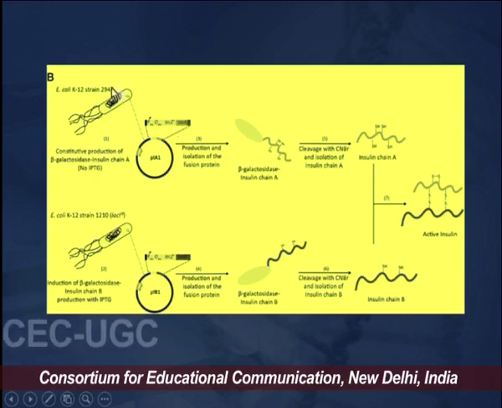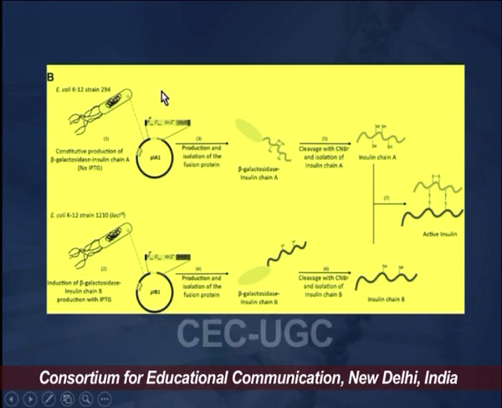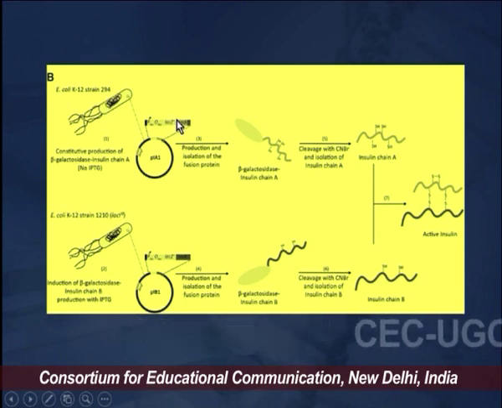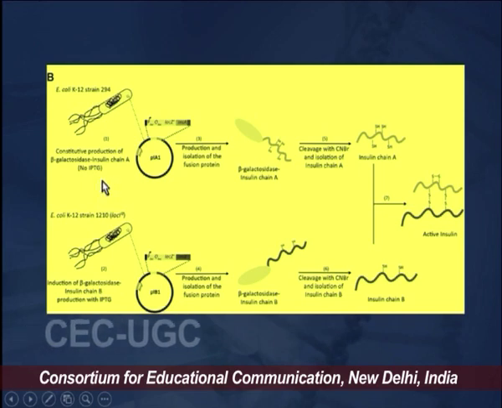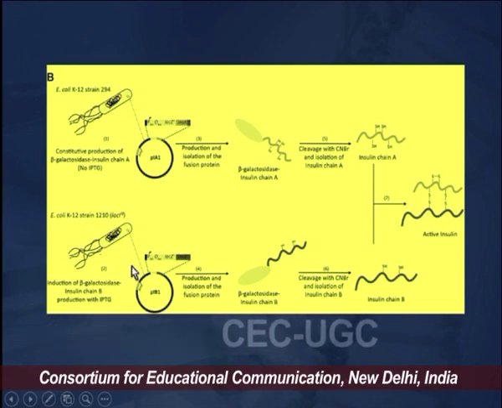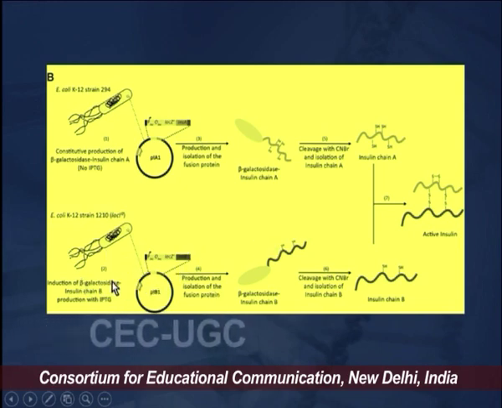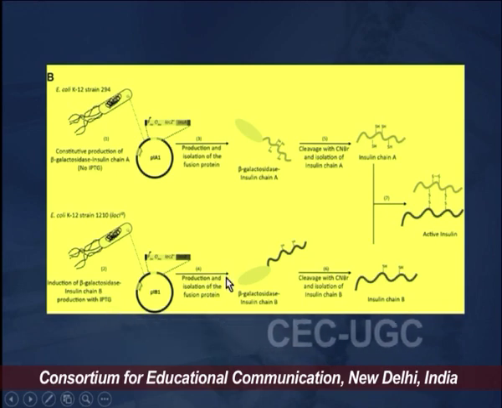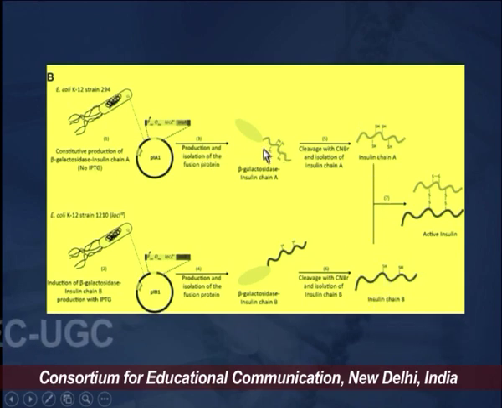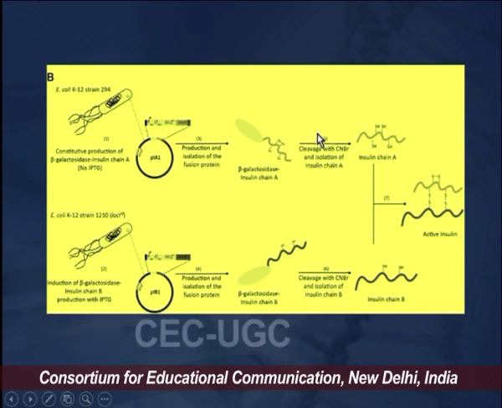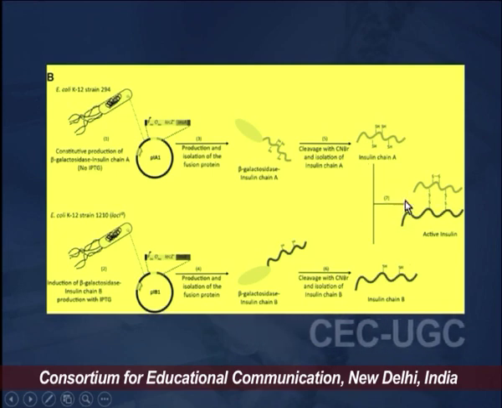In this case, because this K12 strain constitutively expresses the LAC-Z gene, no IPTG induction is there. In the other strain there is a deletion or a mutation of a molecule which makes it inducible. So this is an inducible LAC-Z gene here, and therefore it can be induced with IPTG, and a lot of production is there. Then you can see both the chains can be retrieved, first treated with cyanogen bromide, and then treated with the oxidation method, so that both of them can combine together and give rise to the active insulin.